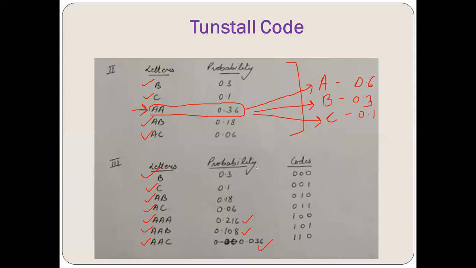Generating the code is very simple. What you have to do, you have to write by this sequence only: 0, 1, 2, 3, 4, 5, and 6. Okay, now you have to convert it into binary code.